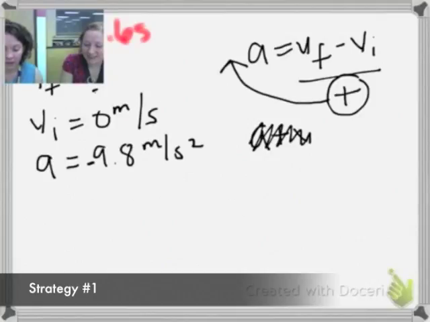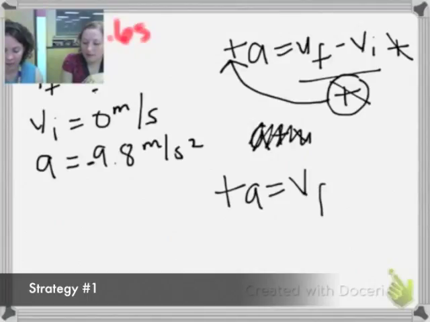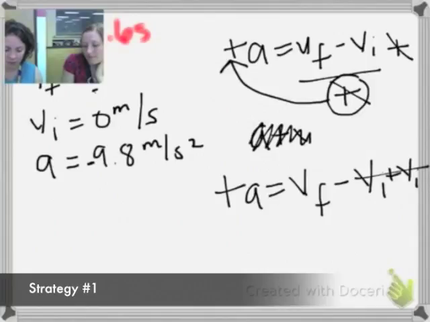So I have A times T, and that cancels on the right. We multiplied by it on both sides. Now we have T times A equals VF minus VI. Now we can just add VI. If we add VI on this side, we have to do the same on the other side. Now we can just plug in what we have.